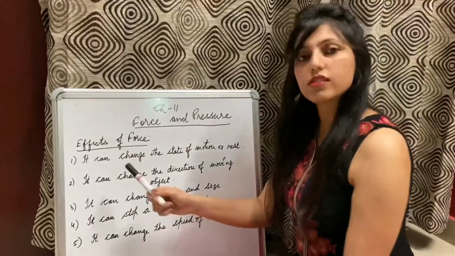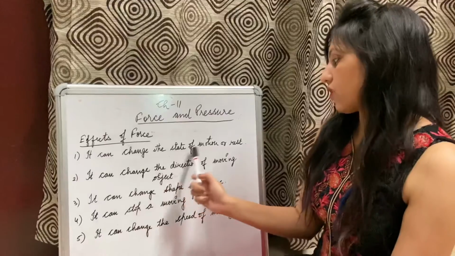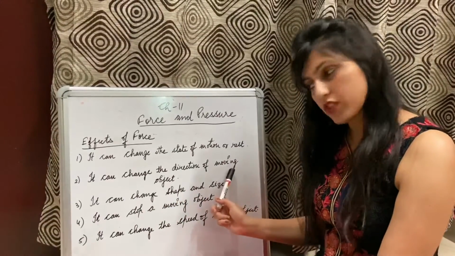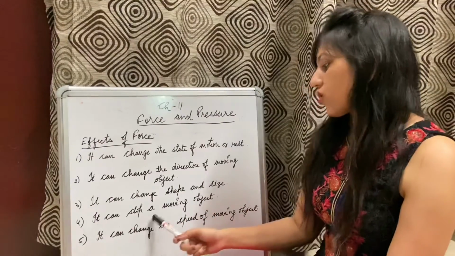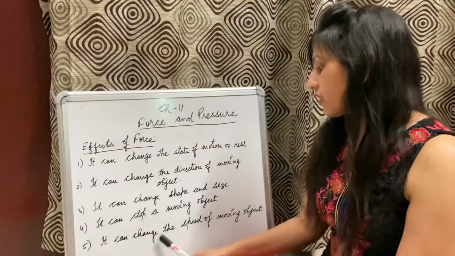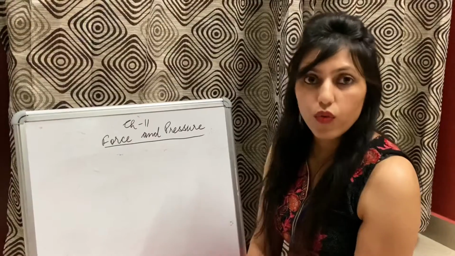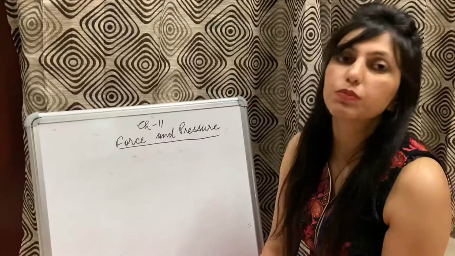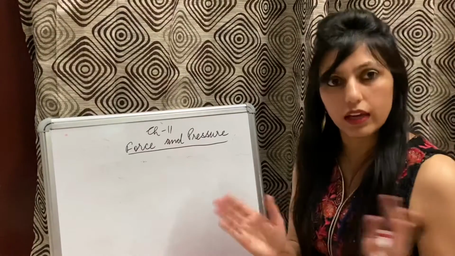Now we will recall the effects of the force again. It can change the state of motion or the rest. It can change the direction of a moving object. It can change the shape and the size of the object. It can stop a moving object, and it can change the speed of a moving object. The force has two types, or it can be divided into two categories, that is balanced force and unbalanced force. Balanced means equal, isn't it?